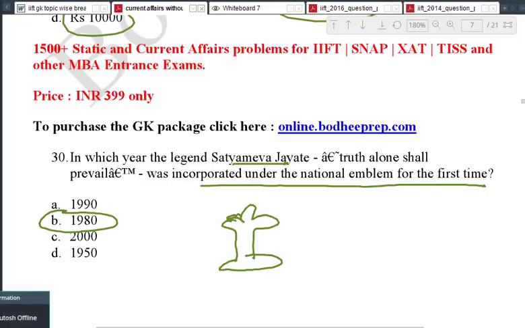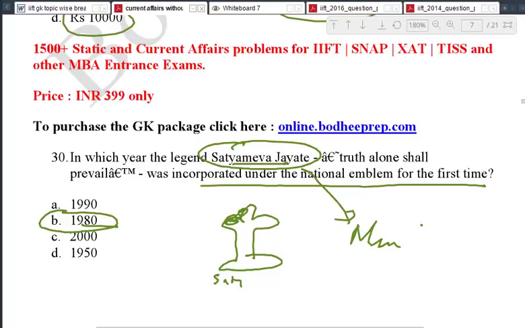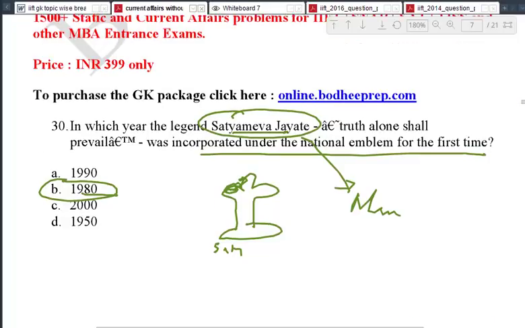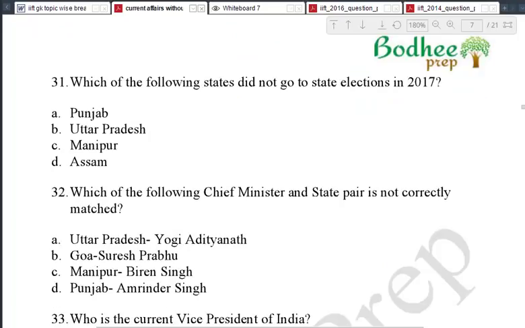Correct. But the Satyamev Jayate below it was incorporated in 1980. Before that, it was not there. In fact, last year we had a question that Satyamev Jayate is from which of the following books? So it is from the Mundaka Upanishad. Yes, it came last year in IIFT.